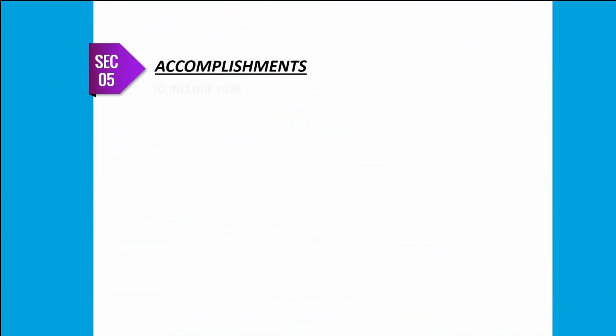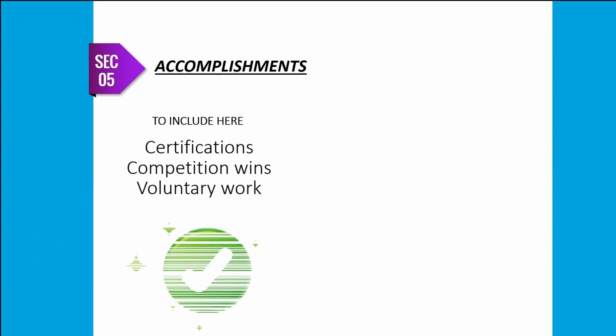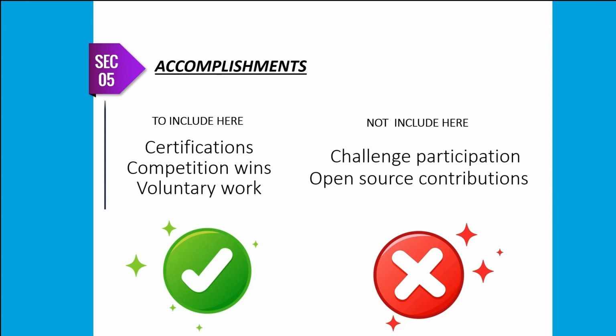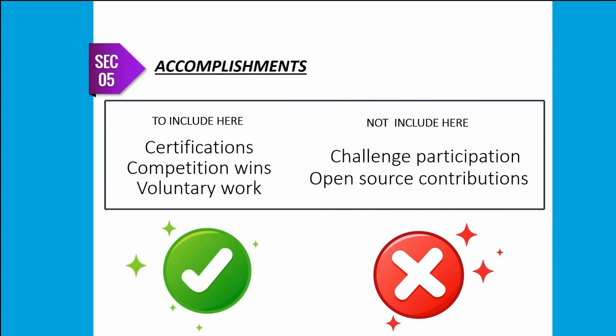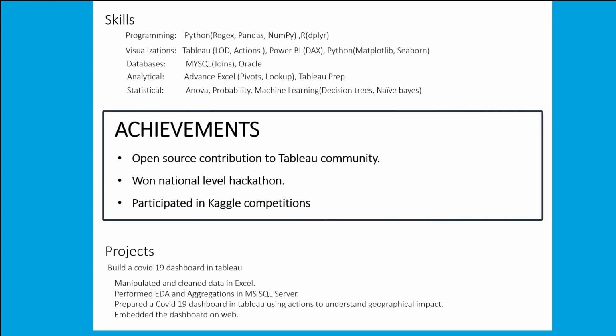Now comes the next section, which is accomplishments. Now here, what is to be included are the programming language certifications, competition winnings, and voluntary certificates. What is not to be included here are competitive coding participations, open source contributions, grand level challenges, because the place for all such huge achievements is at the top of your resume below the skills.